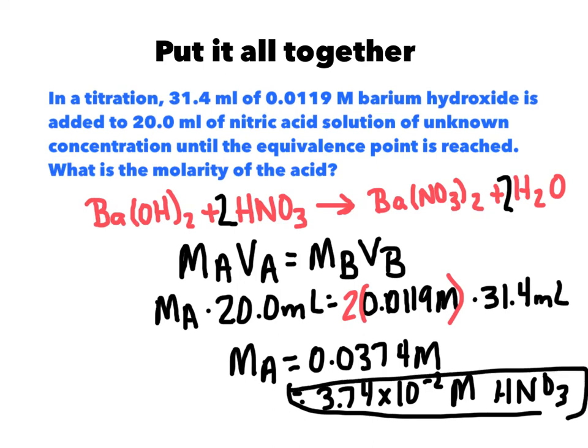Now you only have to do this multiplication when you have two ions being produced. If you didn't have that, then you wouldn't do this. If it didn't make the two ions, if this was just something like LiOH, you wouldn't multiply by 2.